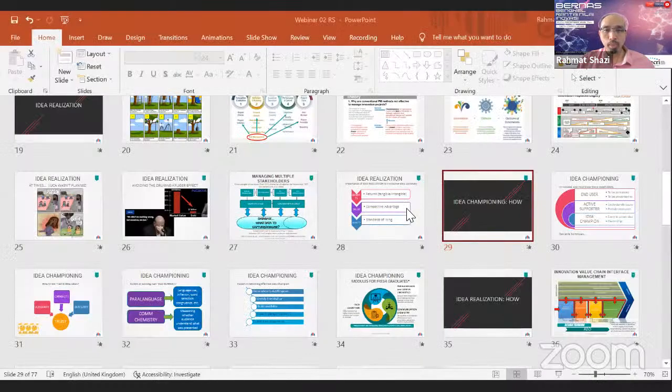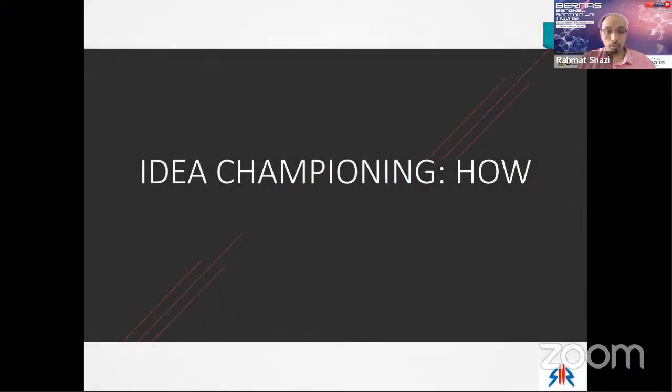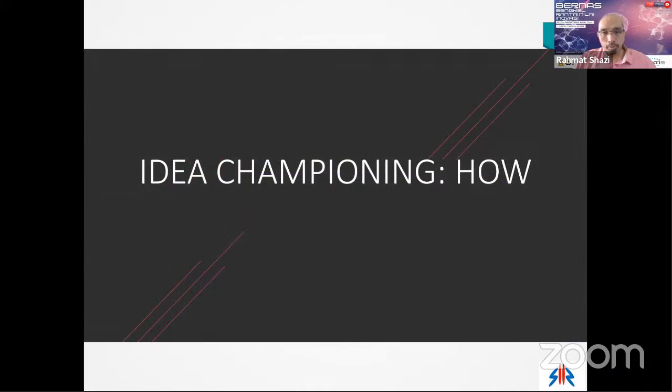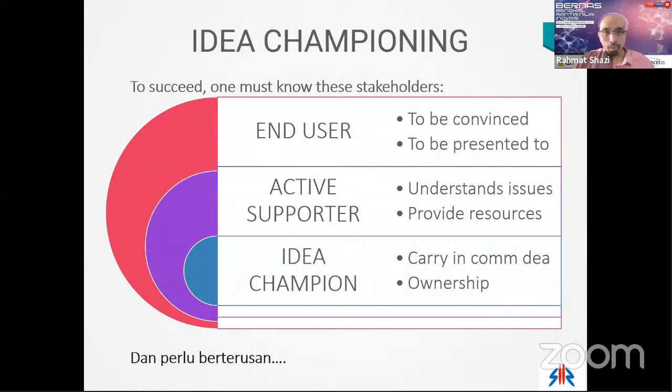Okay, right. Getting back to the slides. Just now, we stopped here. Before, we talked about the importance of idea realization, making sure that the ideas are realized. So we talked about idea championing. Now, let's refer to this. Again, just quickly, idea championing, in essence, is championing novel ideas so that you get resources to implement. To succeed, you have to manage these stakeholders. You have to understand end users. They need to be convinced. And of course, you have to present to them. This in itself is a challenge, because in order to present, you need to create those channels. You have to build those channels to get to the end users.